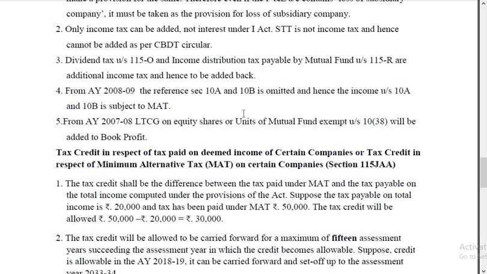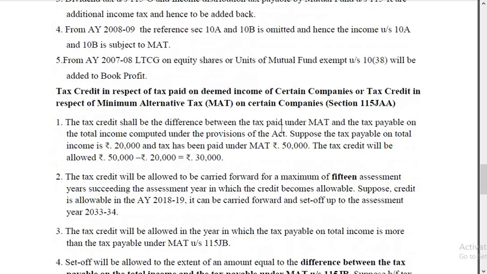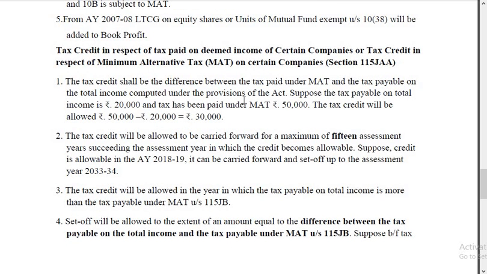From the assessment year 2007-8, long-term capital gain on equity shares or units of mutual fund exempt under section 10(38) will be added to book profit. That's part of book profit. Okay, certain examples you can take.